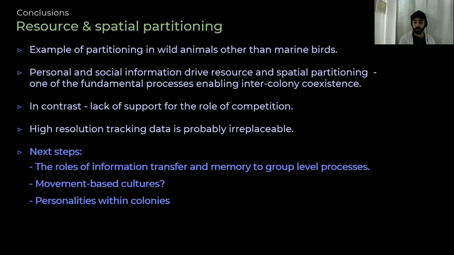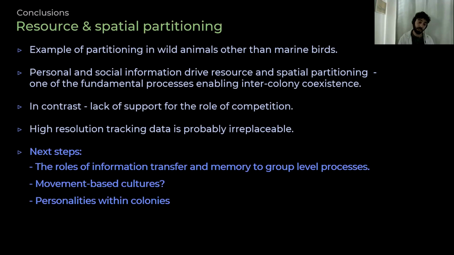The next steps would be to see the role of information transfer and memory in group-level processes as a whole, and partitioning included in it. Maybe we'll open this Pandora's box of looking at animal cultures, because now we know that the two colonies are moving to separate areas and don't overlap. So maybe they have other things that they don't share between colonies, and maybe they know some things that the other colonies don't, etc. And maybe it's even transferred between generations. But this is something that we're still very far from even trying to understand.